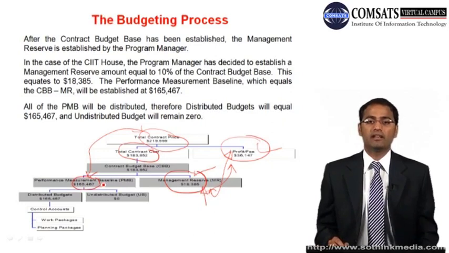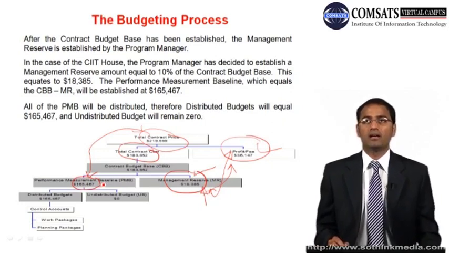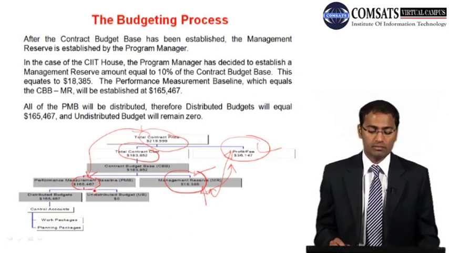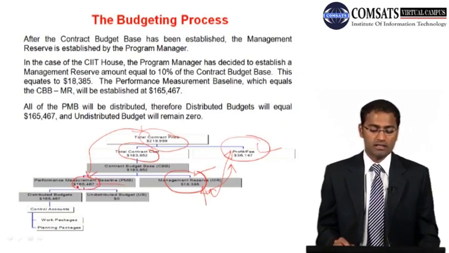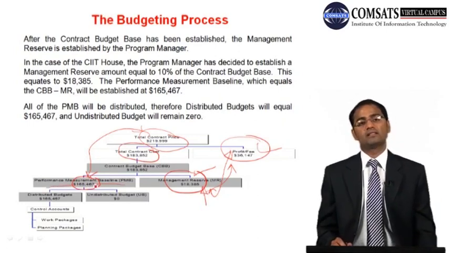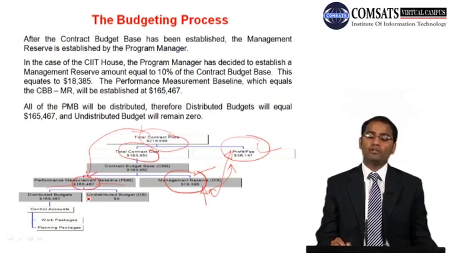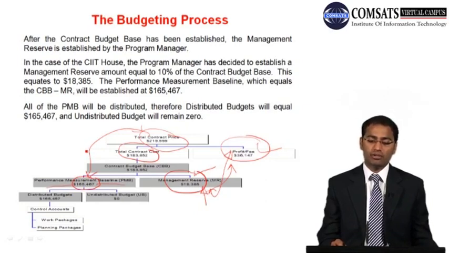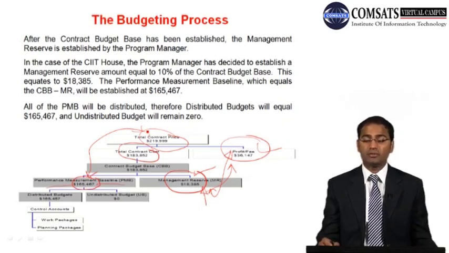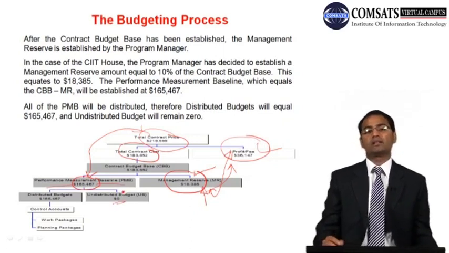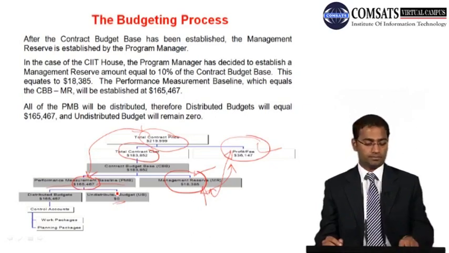So the PMB has been given to the project manager, and the project manager's performance and the project team's performance is going to be evaluated against this much money. So we assume that all the PMB will be distributed, therefore distributed budget will be equal to the PMB, and undistributed budget will be equal to 0. So this is another step we have done.